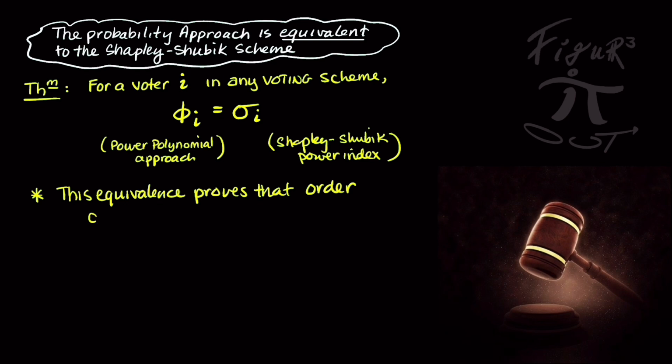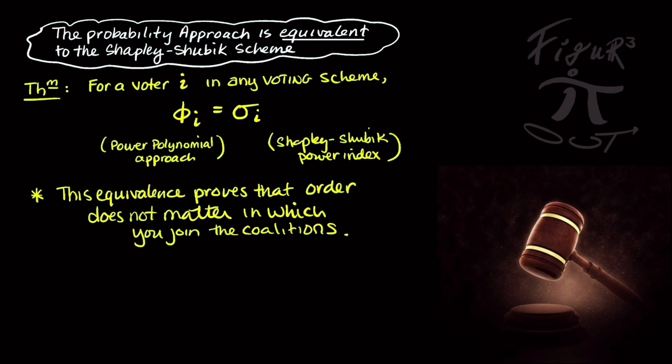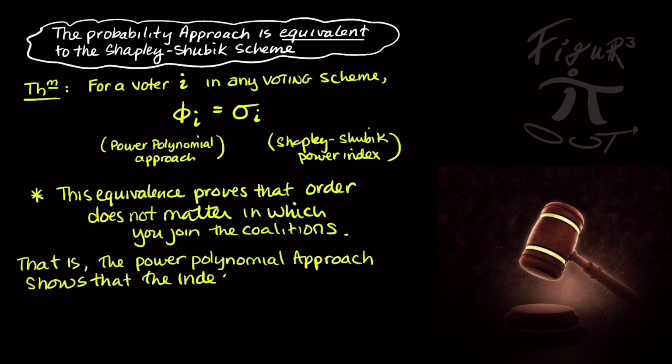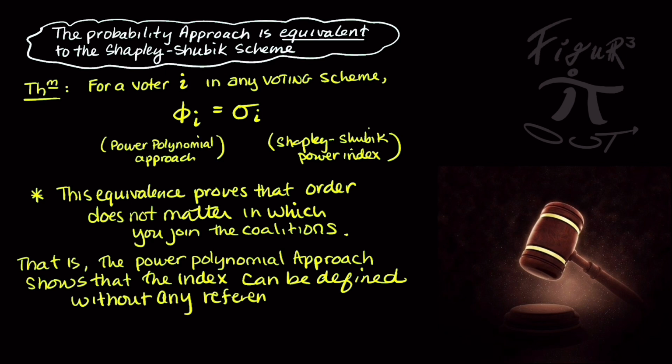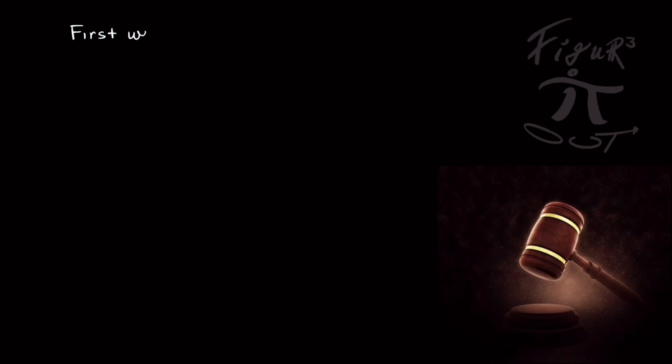So this equivalence actually shows something very remarkable here, that order does not actually matter in which you join the coalitions, because for the polynomial approach, it didn't require it. So, by proving the equivalence of these two, we show that the Shapley-Shubik power index is actually a fair bit better in measuring the power distribution than perhaps the Banzhaf power index is. But let's start with the first idea about how we might prove this.